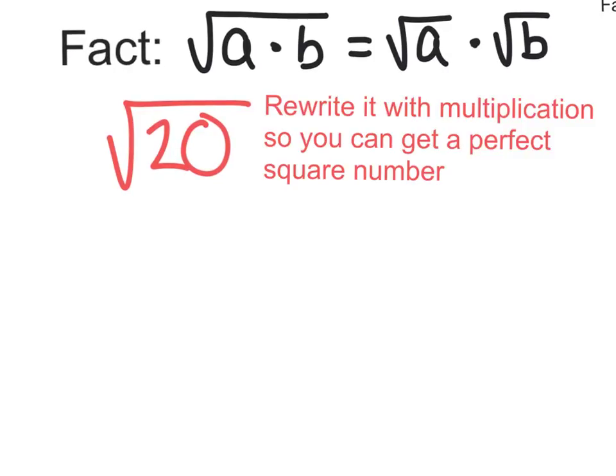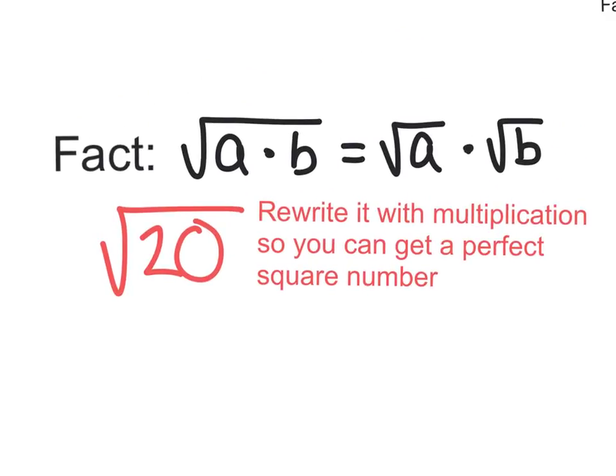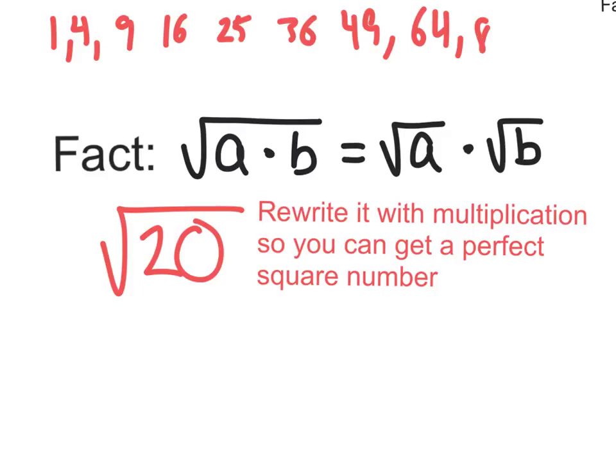So 20 is not a perfect square number. It's pointless to break it down to 2 times 10 because 2 is not a perfect square, 10 is not a perfect square. By the way, if you forgot your perfect square numbers, go ahead and make the list. 1 times 1 is 1, 2 times 2 is 4, 3 times 3 is 9, 4 times 4 is 16, 5 times 5 is 25, 36, 49, 64, 81. And you know, I'll stop right there. So we have all these perfect square numbers, and you want to rewrite the square root of 20 as one of these perfect square numbers, 4 times 5. You don't want to do 5 times 4, even though 5 times 4 is 20. You want to put the perfect square number first and the other number second.